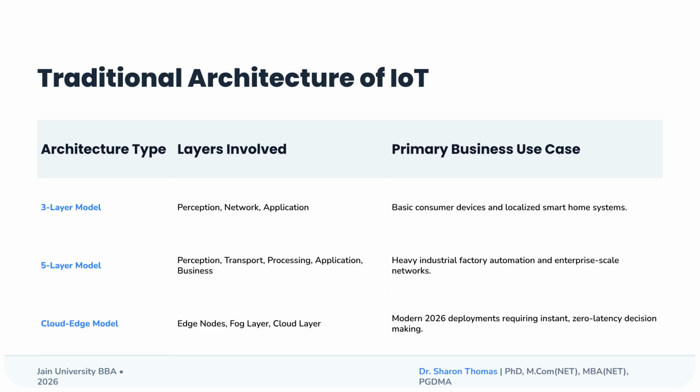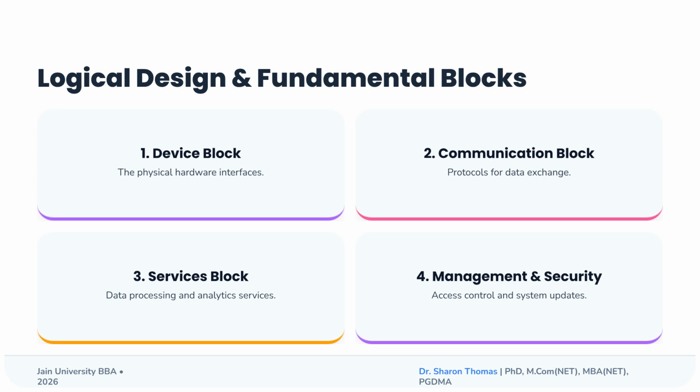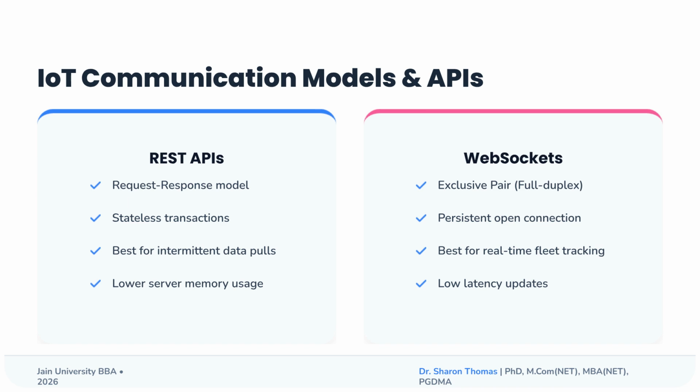Traditional IoT architecture spans from the three-layer model for basic home systems to the five-layer and cloud edge models required for complex industrial automation. IoT implementation scales across 6 levels, starting with basic data gathering and moving toward dynamic, citywide automated grids. The logical design of IoT involves 4 fundamental blocks: the device block, communication protocols, analytics services, and security management. Choosing the right communication model is vital. Use REST APIs for intermittent data or WebSockets when your application requires low-latency, real-time updates.